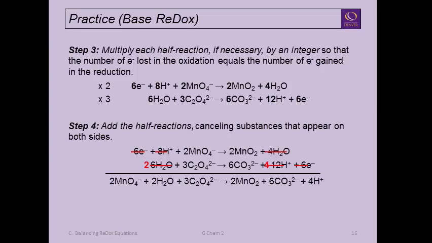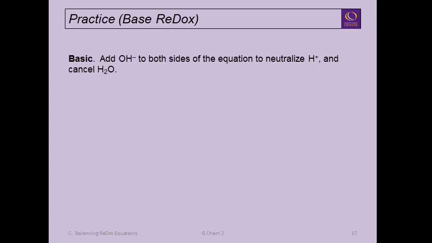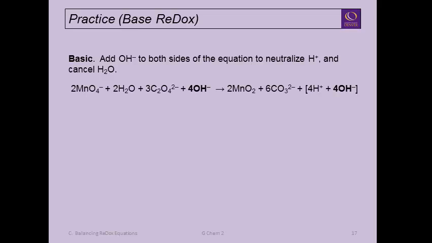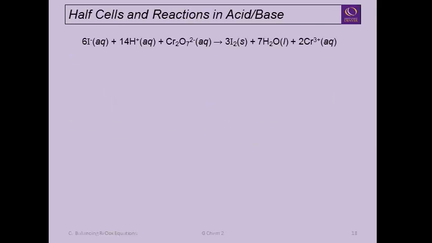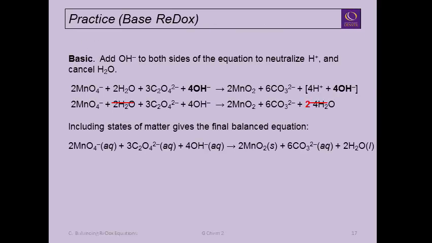So now all you have to do is apply that last step. That step says add hydroxide to both sides to neutralize the protons. In this case, we had a net of 4 hydronium ions on the product side, so we add 4 hydroxides to both sides. Remember that the protons and the hydroxides combine to make waters, and then you can cancel any common waters that you have. Collect like terms, and there you go. There's your balanced redox reaction taking place in a basic solution.